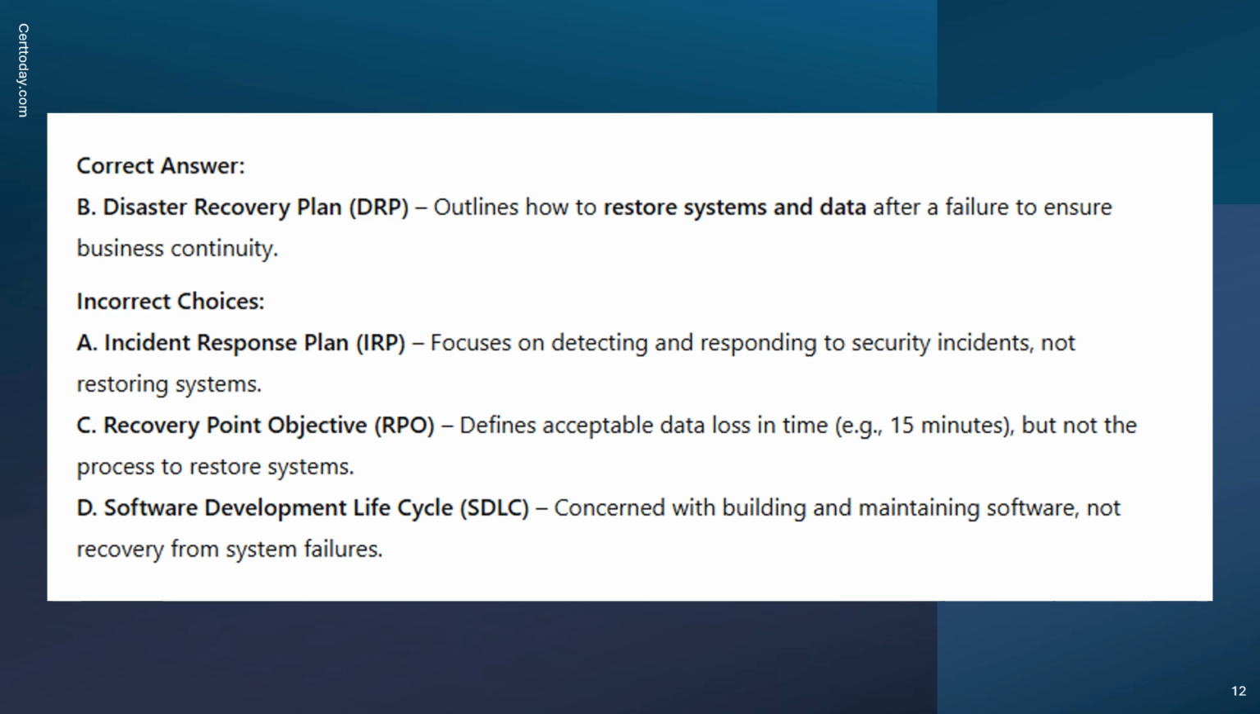And D is incorrect because software development lifecycle, or SDLC, is concerned with building and maintaining software, not recovery from system failures.